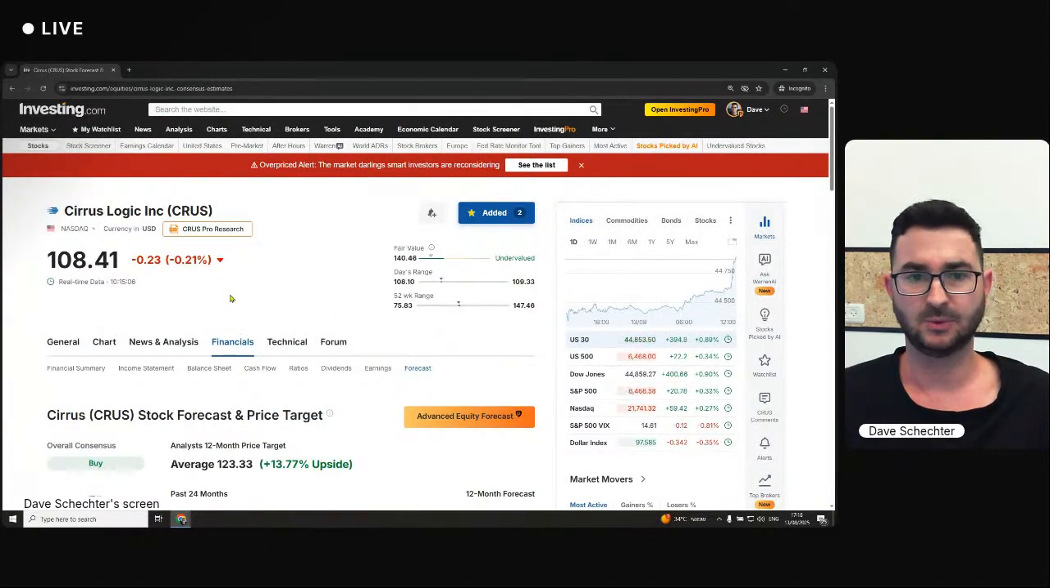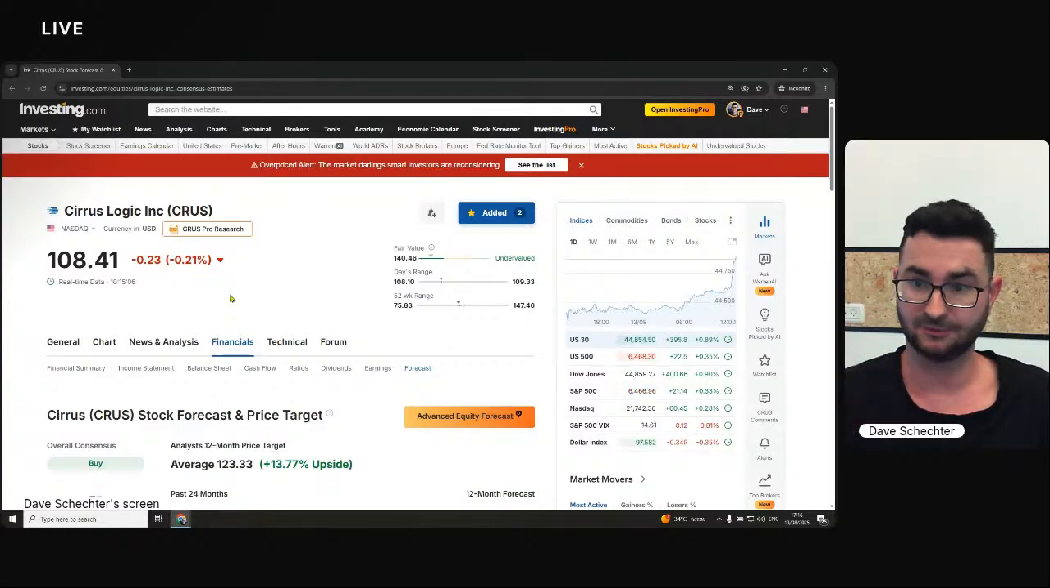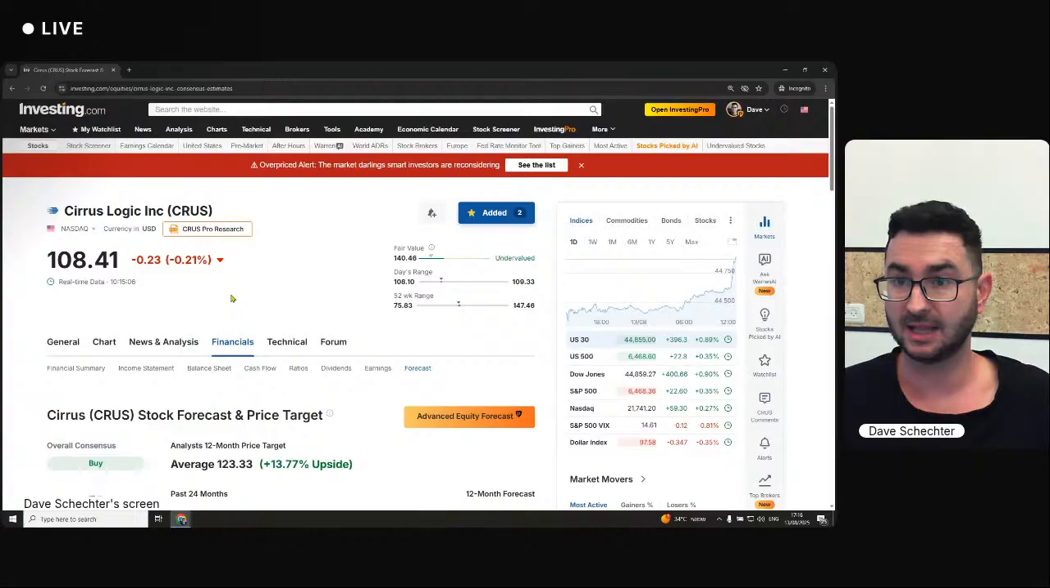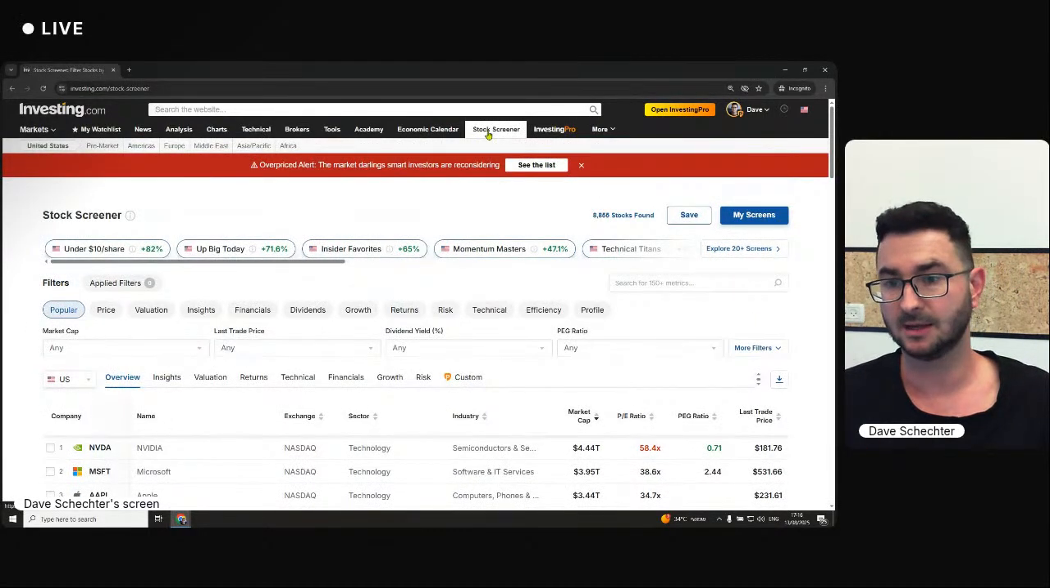So now that we've quickly covered the instrument pages, just by the way, all this information is still free. A lot of this information is available to free Investing.com members. So there's a lot of value out of the box here without ever paying a penny. That's really awesome. I want to quickly show you the stock screener for those of you who are not familiar with what a stock screener is.